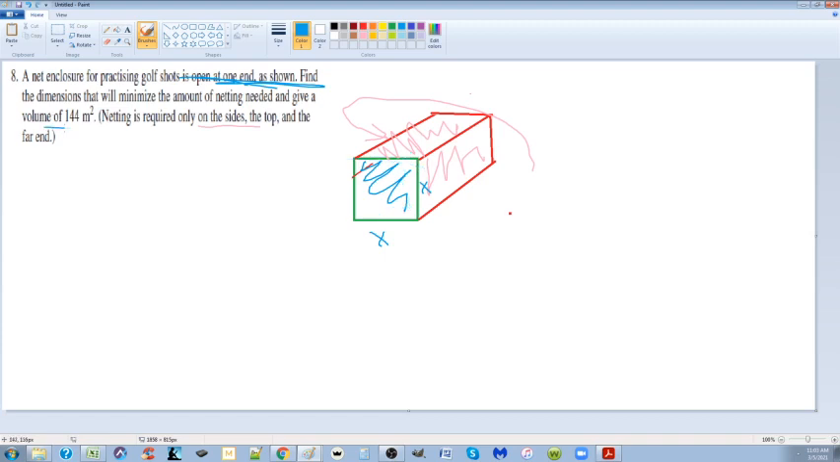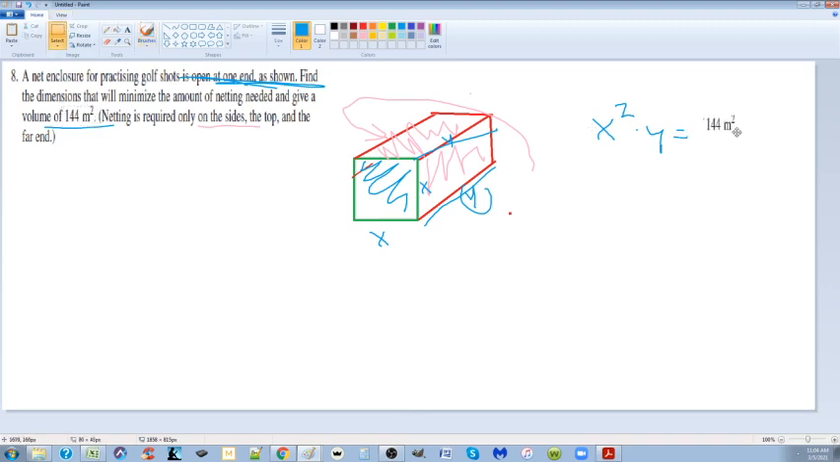And they've told me the volume. So if I label this length y, I can tell you that the dimensions of any cubic shape like this is y times this dimension. So length times width times height. So in this case, it's x times x, which is x squared, times y. And they've given me the volume.